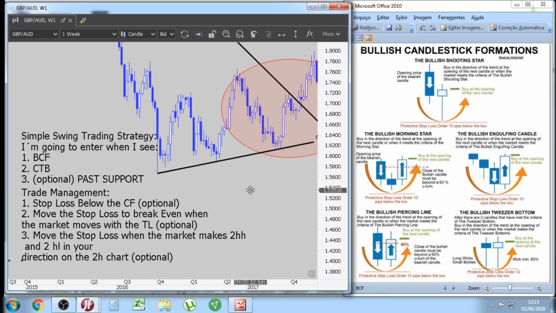But the challenge is you need to choose. Okay, Miguel and everybody else, you need to choose. What are you going to do? How are you going to manage the trade? And then you need to be consistent at doing this. You must not change parameters. You must not change the numbers.